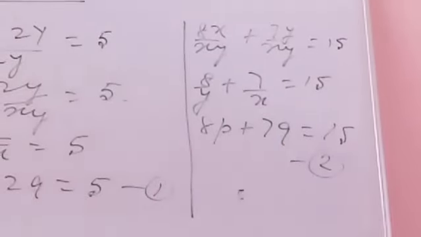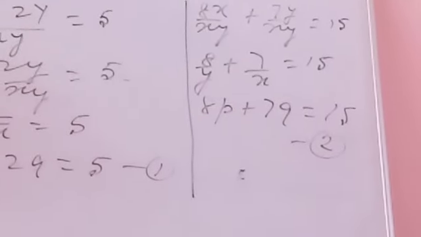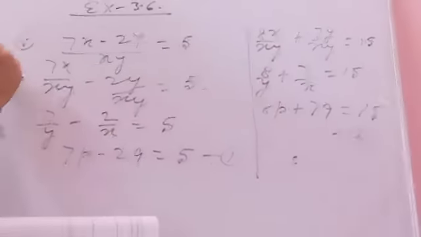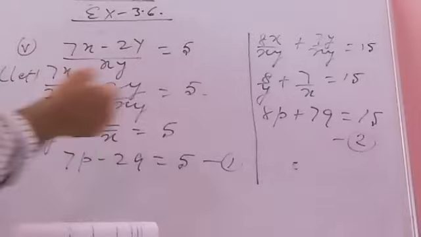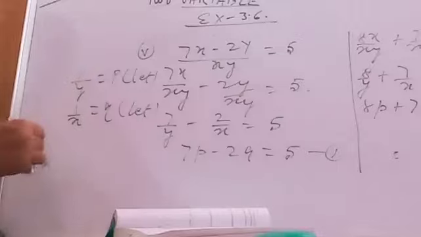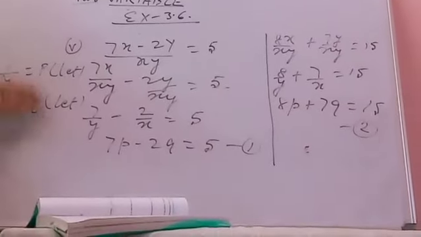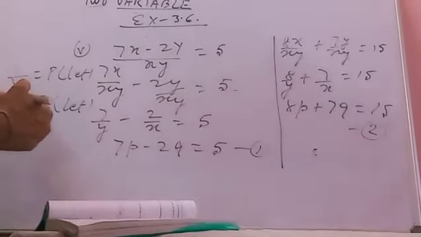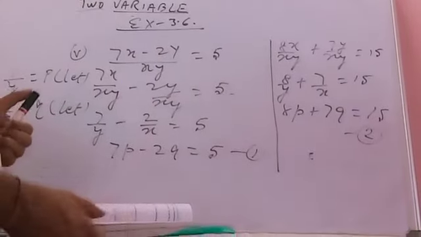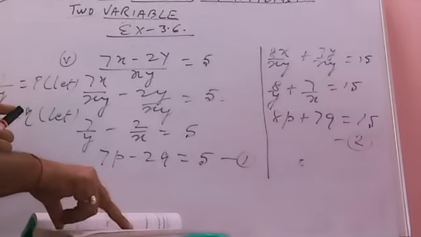So by using this and this, you will have the values of p and q. What is being done here: 1 by y, p is assumed, and 1 by x, it is q, this is being assumed. After doing all this, you will have the values of p and q, and once you have them, you could find out the values of x and y by making them reciprocal. So probably you won't have any problem in question number 6.